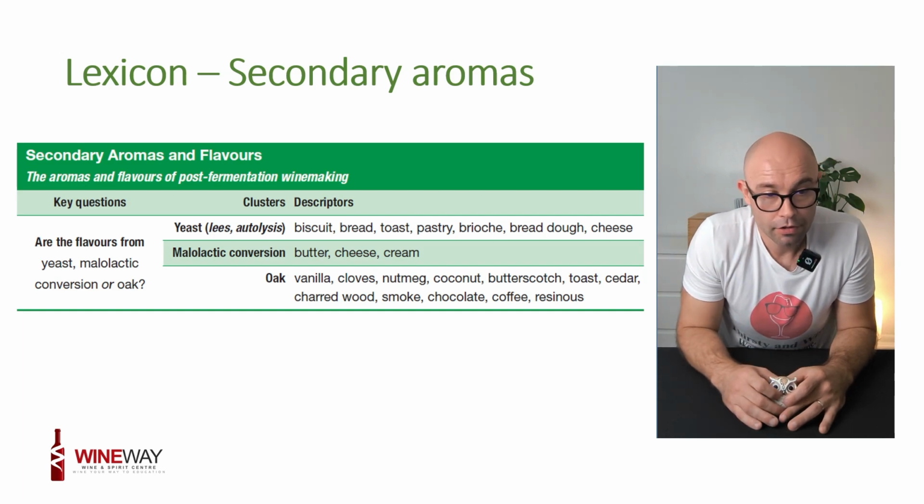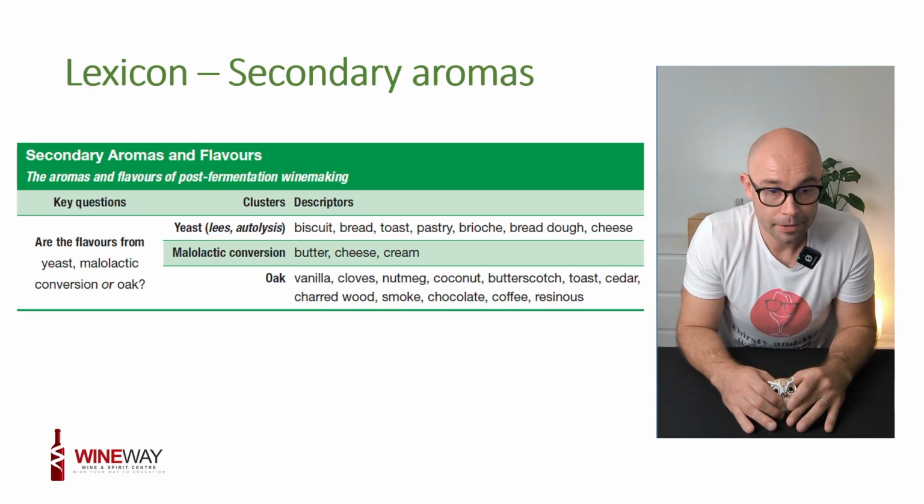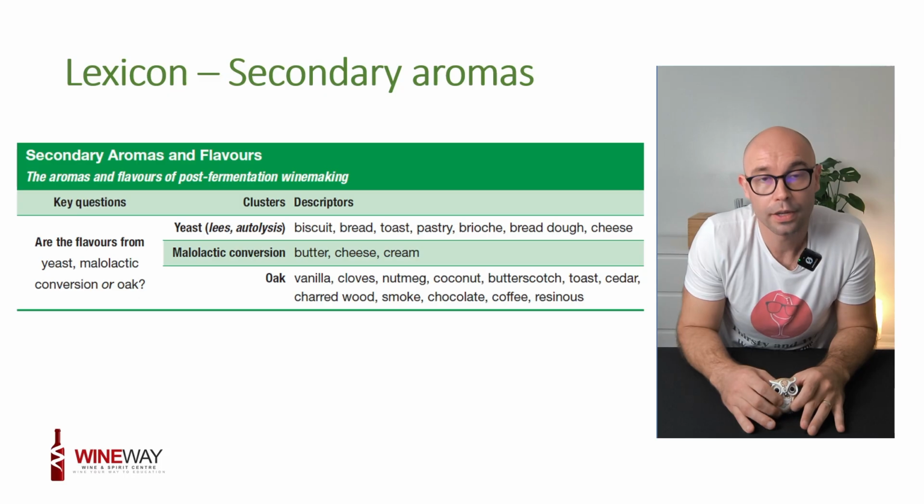Secondary aromas. So secondary aromas are going to come from three winemaking techniques: yeast, lees autolysis, malolactic conversion, and oak. I need to specify that lees and malolactic conversions are aromas that are only used for white wines. They're not used for red wines. For red wines, you're going to be using only one secondary aroma, and that is oak.